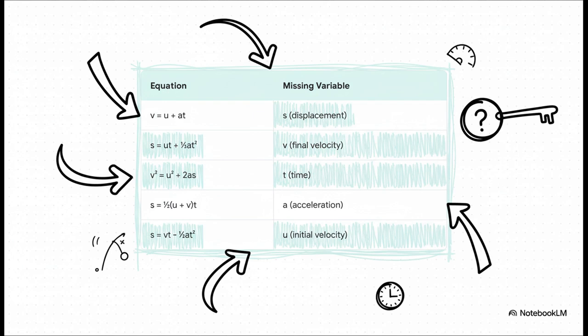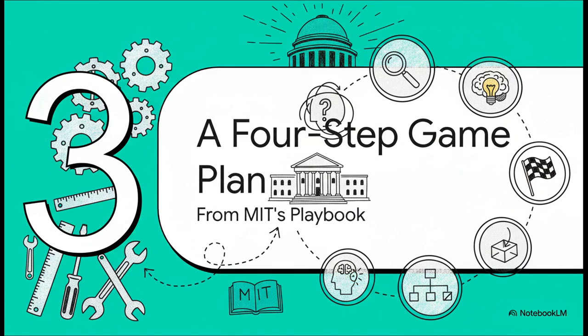Your whole job is to figure out which piece of information you don't have and then pick the equation that doesn't use it. Look, having a great toolkit is one thing, but if you don't know how to use it, it's not much good. So we're going to borrow a killer 4-step game plan, inspired by the problem-solving methods they teach at MIT, to help us crush any kinematics problem we come across.